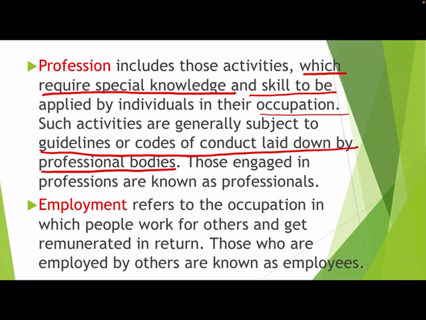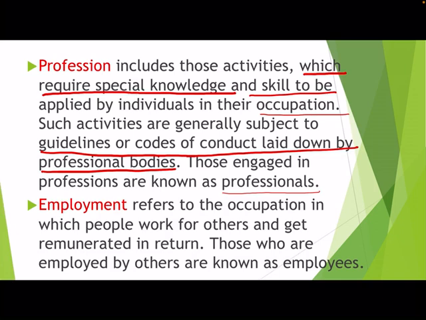Those engaged in professions are known as professionals. These professionals are basically the persons who are undertaking a particular profession. These persons are called professionals.